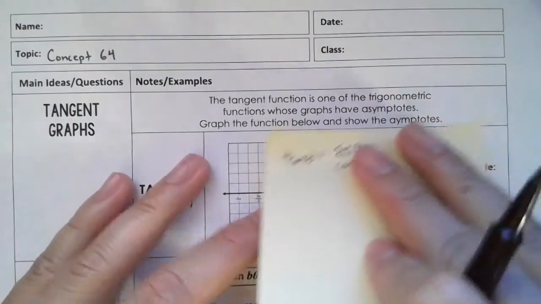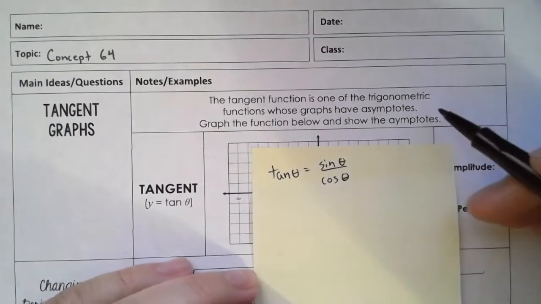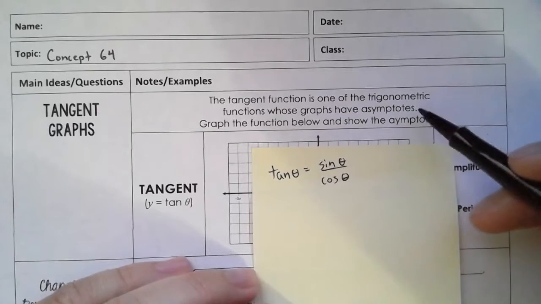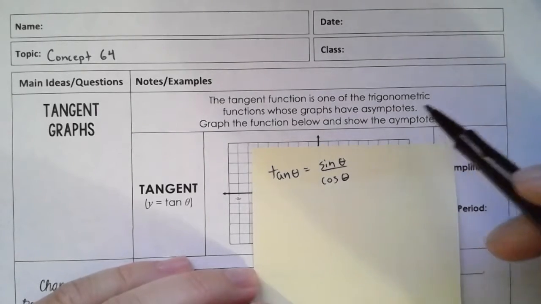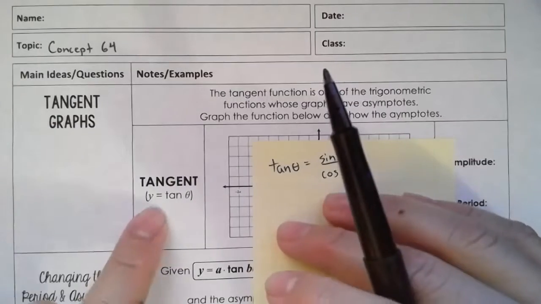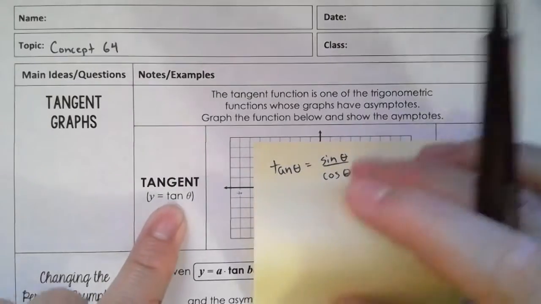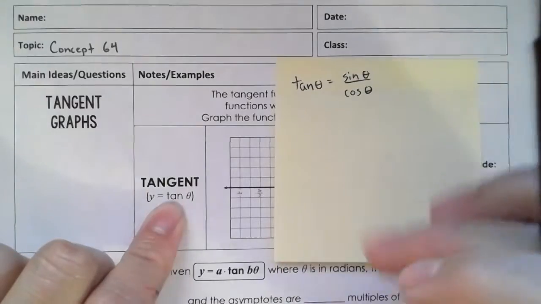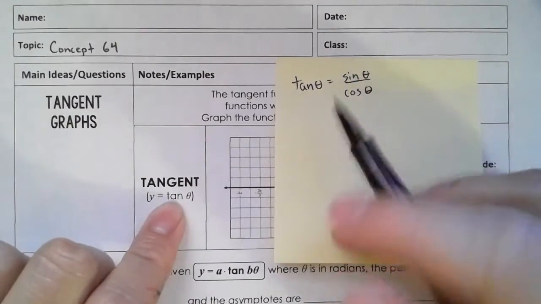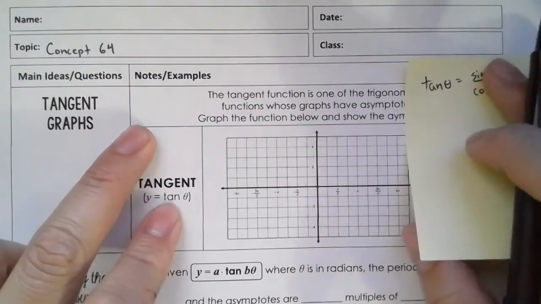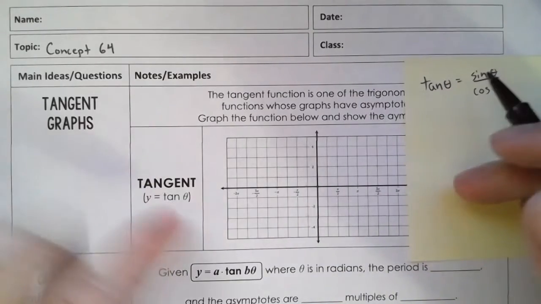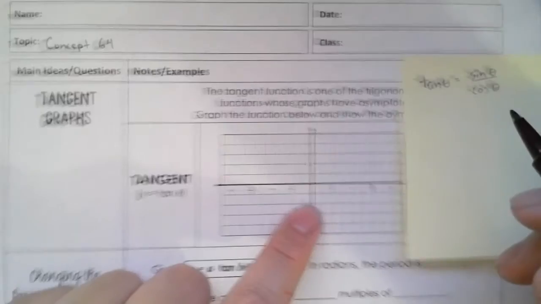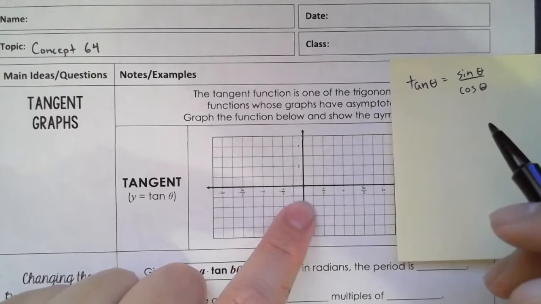It says the tangent function is one of the trigonometric functions whose graphs have asymptotes. Graph the function below and show the asymptotes. So we want to show what the basic tangent theta will look like. Before you resort to your calculator and start seeing what it looks like, just think, like we were doing before when creating our table, let's take a few values for tangent theta.